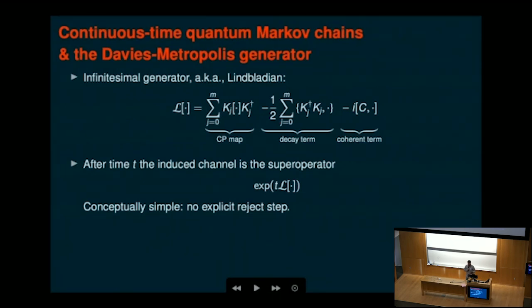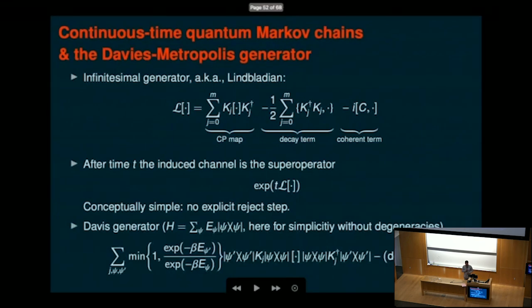The nice thing, if you are looking for a quantum generalization of Metropolis in this language, is that there is no reject step. It's just a continuous time evolution, and that saves you the difficulty of doing this cloning, Marriott, Vetrus, all these other difficulties, because everything happens continuously. There is no discrete rejection happening in this picture. That's one nice advantage of it.